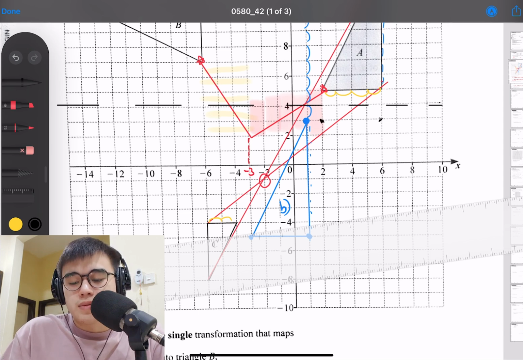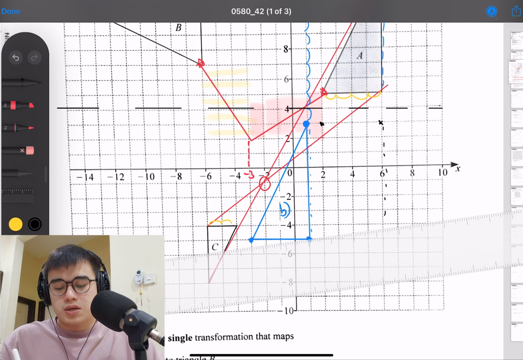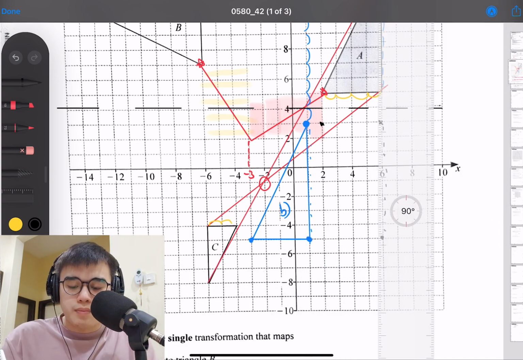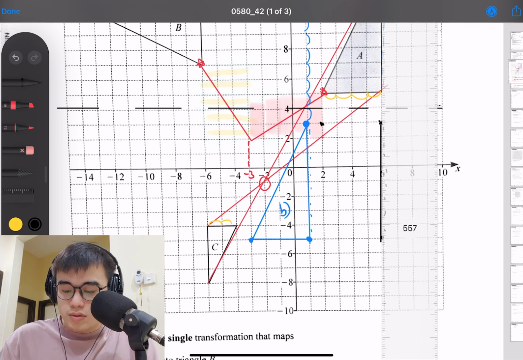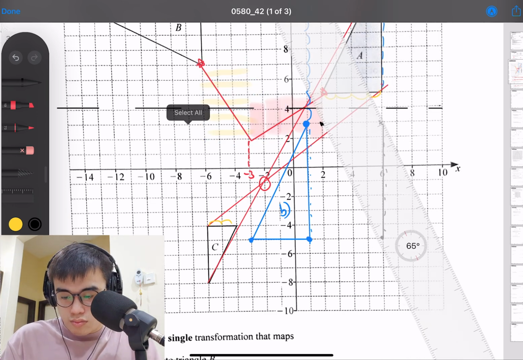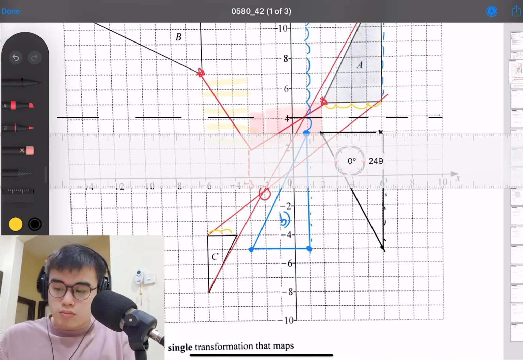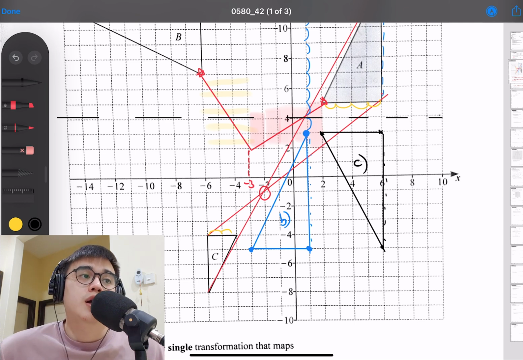Going down by 8 steps. 2, 3, 4, 5, 6, 7, 8. This will be the corners. When you join everything up, this will be your final answer. So this is your C over here. So that's pretty much it for the transformation chapter related question here.